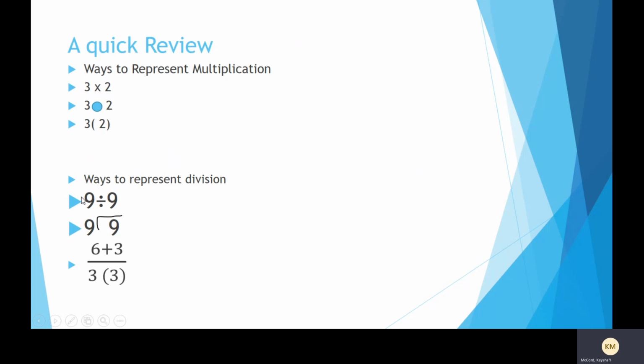Now, the first 2 ways we've seen before. We've seen them in 3rd, 4th, and 5th grade, and you will continue to see them. But it's this last way that is kind of new to us. If you look right here, this is a fraction bar. When we're doing fractions, we're dividing up a whole. So that's why we can use this. When you see a problem like this, you solve what's on top and you solve what's on bottom, and then you divide. So for example, 6 plus 3 is 9.